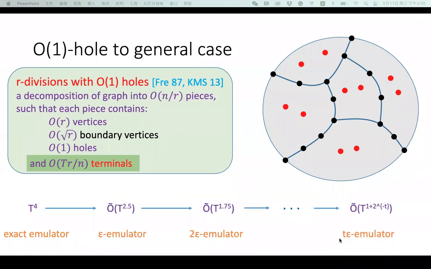Okay, and what we're going to do next is just repeat this argument for a few more steps. Starting from T^4, we get a T^2.5 epsilon emulator, and we do the same to get a T^1.75 2-epsilon emulator, and eventually we manage to reduce the size to near linear. On the surface, it seems that in order to have near linear size, we need an epsilon log n emulator, or if we scale the epsilon, then the dependence on epsilon in the size bound is exponential. But in fact, with more careful analysis, we can show that the dependence on epsilon is actually polynomial. For the details, you may want to read the paper. But this just shows the idea of how to recursively reduce the size to near linear.